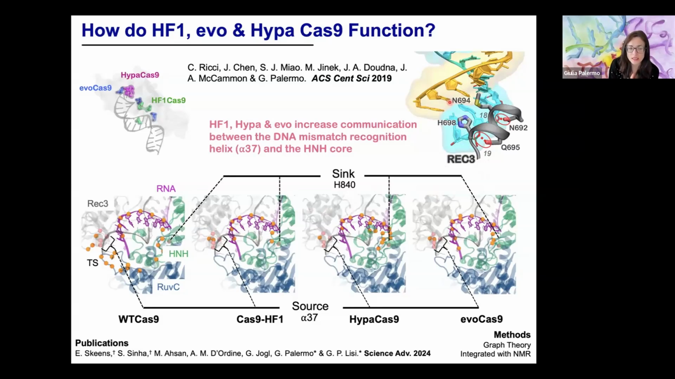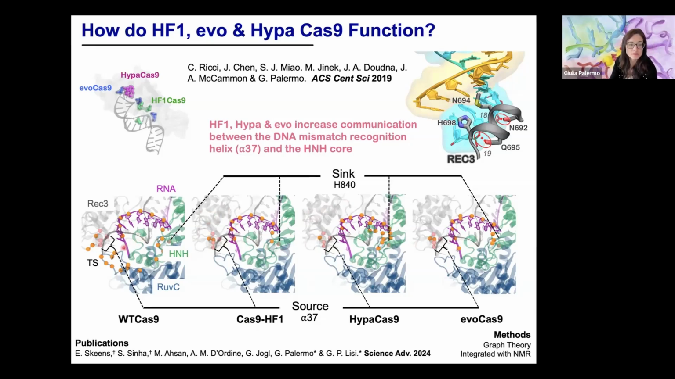What is actually very interesting is that these variants hold mutation in REC3 at different sites with respect to this alpha helix. And if you compute the communication from these different sites to the HNH catalytic core, you basically don't see a difference with respect to the wild type.